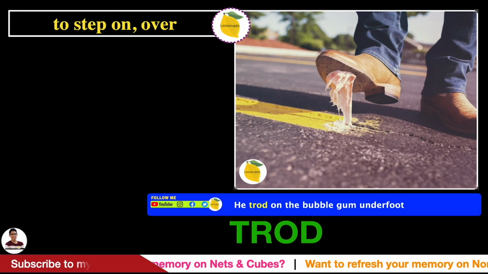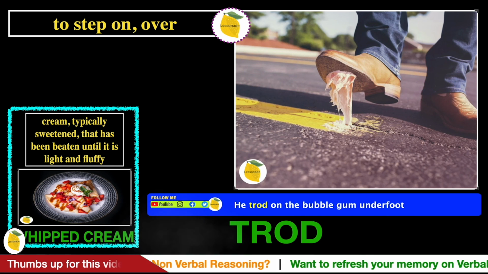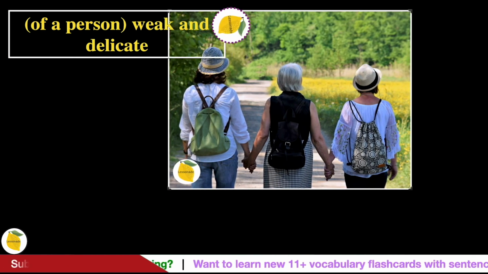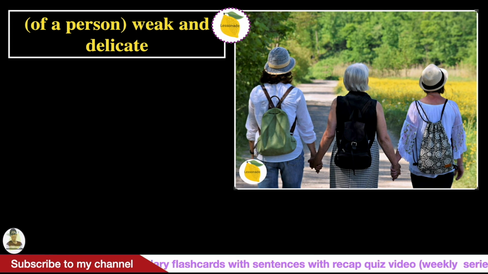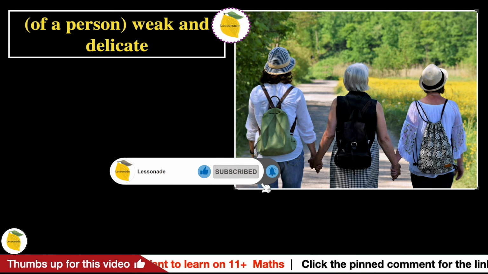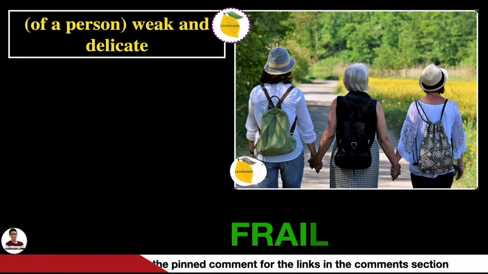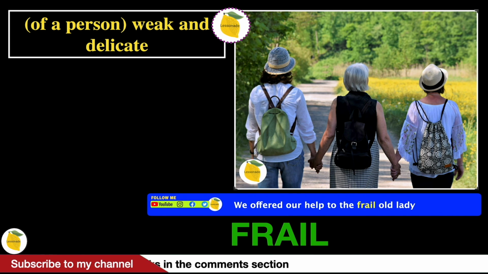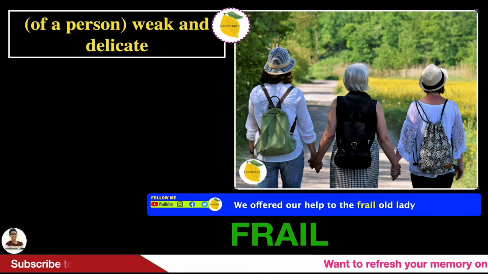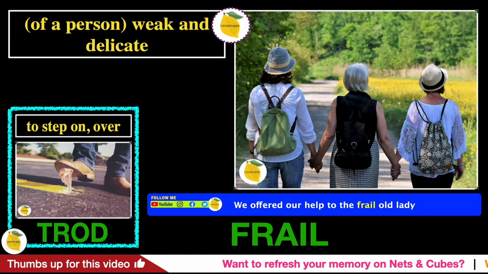So once again, before we go on to the next one, let's try to recall the previous slide, and the previous slide is whipped cream. Let's go on to the next one. Next, we have of a person weak and delicate. In this picture, we can see a person who's weak and delicate, and therefore the word will be frail. The sentence for this word is, we offered our help to the frail old lady. So before we go on to the next one, let's try to recall the previous slide, and the word we learned in the previous slide is trod.